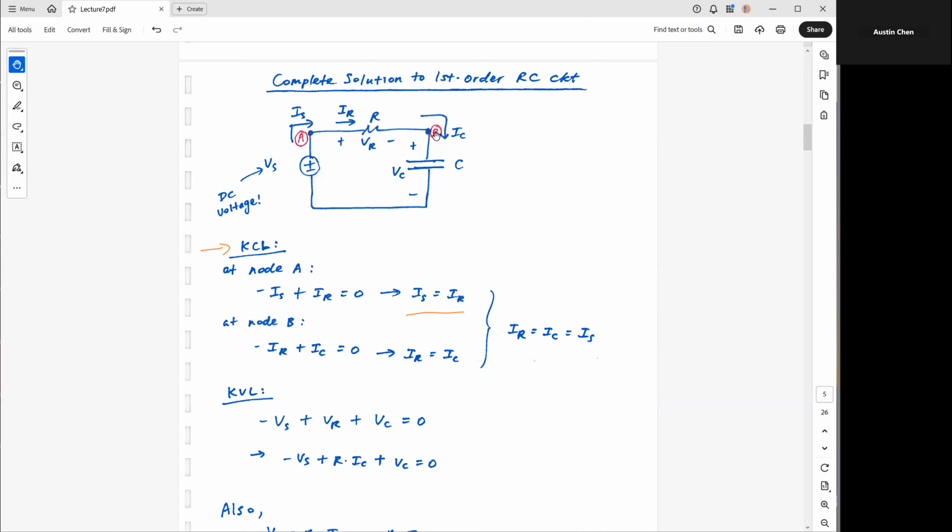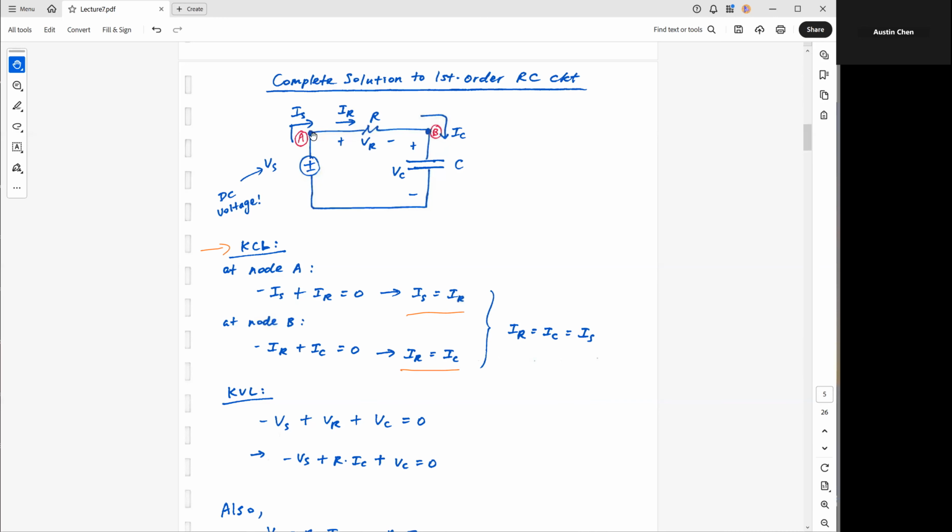Then I do the same thing over here at node B. At node B, I have current going into this node, which is IR, and the current coming out, which is IC. So IR and IC are the same. This simple exercise tells us that the currents IR, IC, and IS are all equal.